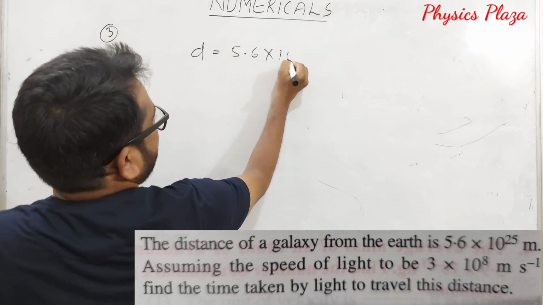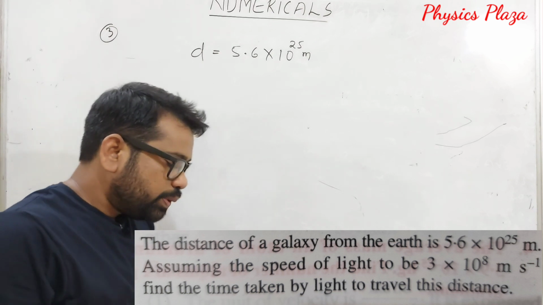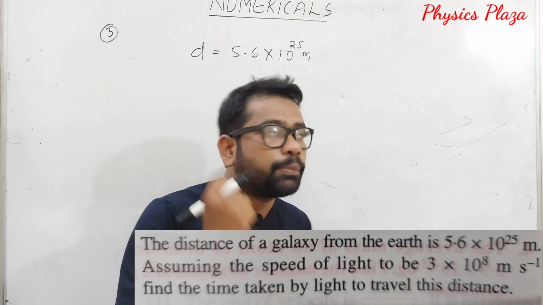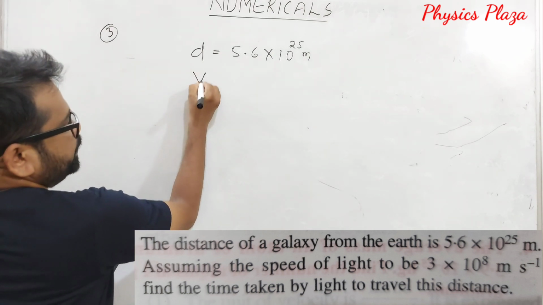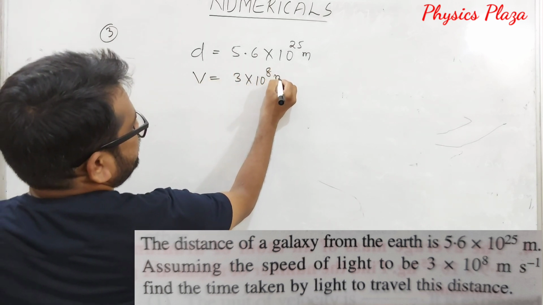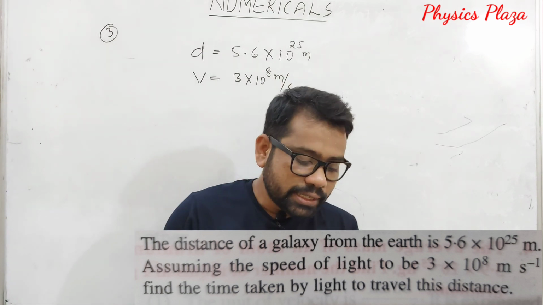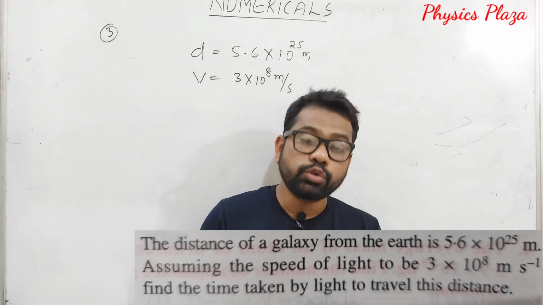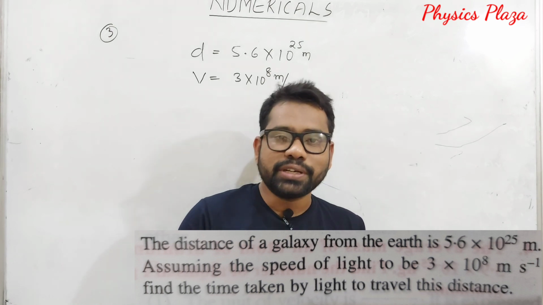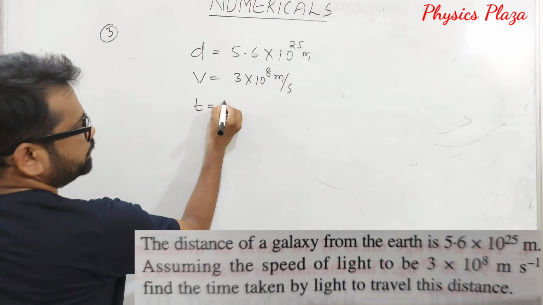5.6 into 10 to the power of 25 meters is given. Assuming the speed of light to be 3 into 10 power 8 meter per second. So speed is 3 into 10 power 8 meter per second. Now they are asking us to find the time taken by the light to travel this distance, which is a very simple formula. What is that? We all know that. So they are asking us to calculate the time.